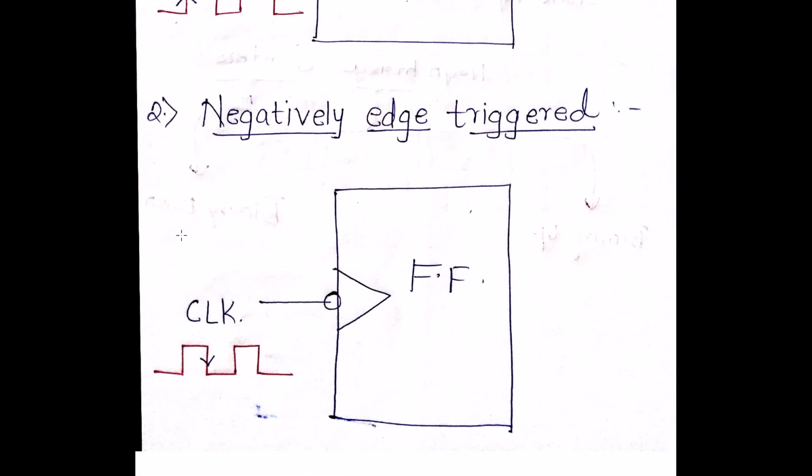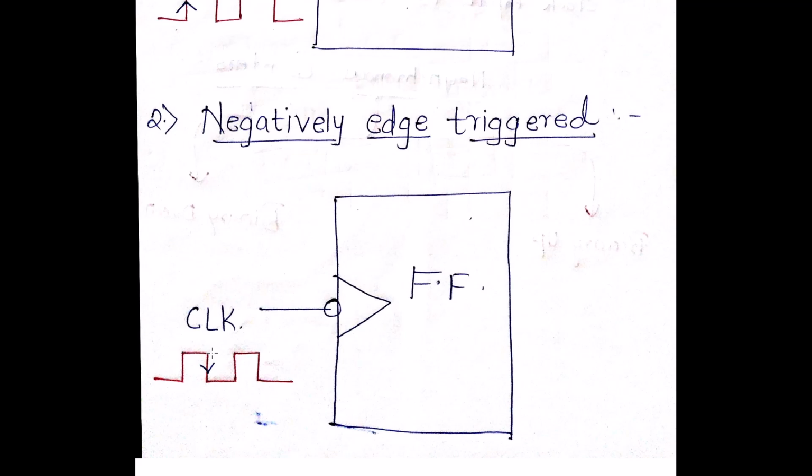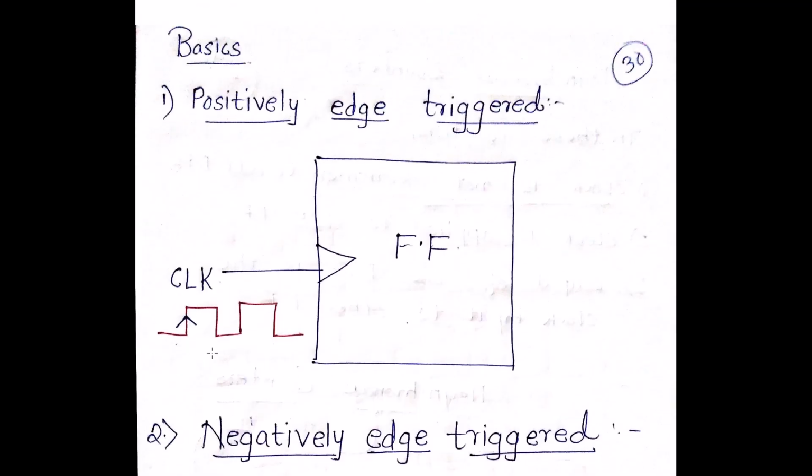Whereas in case of your negative edge trigger flip-flop, you are going to have this triangle, but also you are going to have a bubble over here. The bubble indicates that it's negatively, and a triangle indicates that it's an edge triggered flip-flop. So in that case, you are going to have a downward arrow. So if I want to classify a kind of flip-flop, there can be a positive edge trigger flip-flop, and there can be a negative edge trigger flip-flop as well.